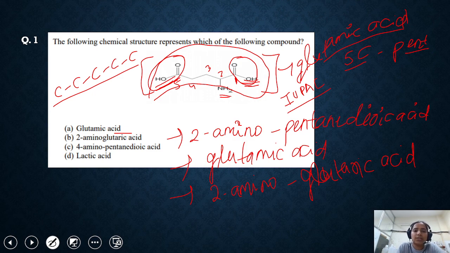Okay, so for this question the answer is the first one. Let's read: glutamic acid. Yes, correct. The second option is 2-amino glutaric acid. This is also correct. The third option is 4-amino pentane dioic acid. This is wrong, because this is not 4-amino, this is 2-amino. So you have to remember the position, or you should know the numbering procedure, from where to start the numbering. And lactic acid, no. So for this question the answer is A and B.